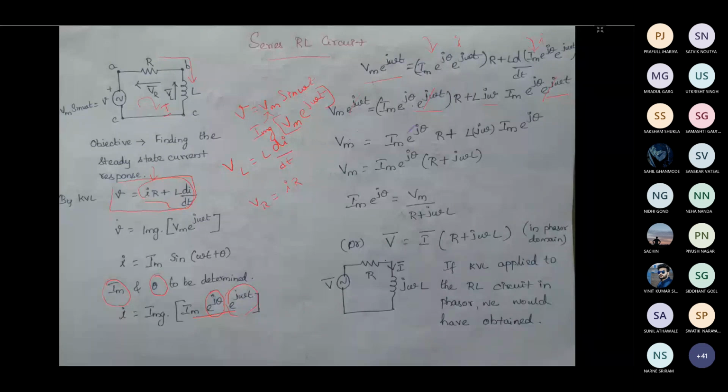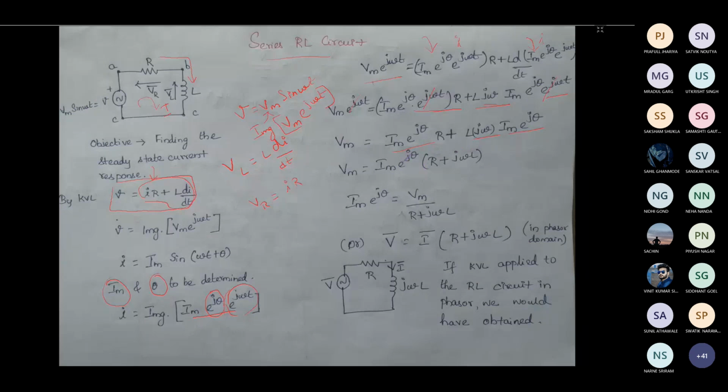So Vm is equal to Im into e^(j theta) into R. So this is I into R and this is L into dI by dt. Here we will be getting L into j omega into Im into e^(j theta). Now Im into e^(j theta) is common for both the terms, so you take it as common and you will be getting R plus j omega L.